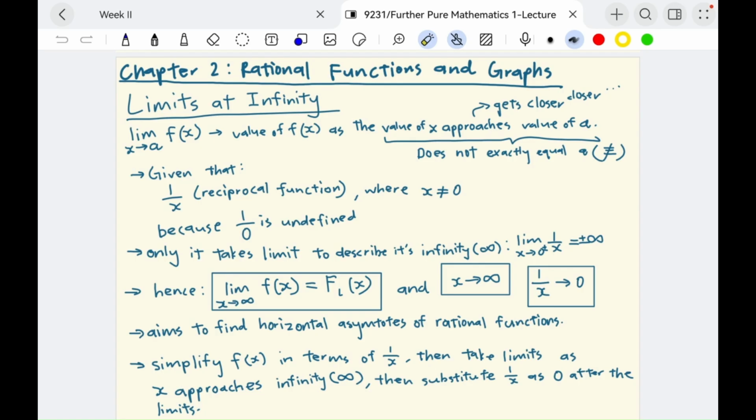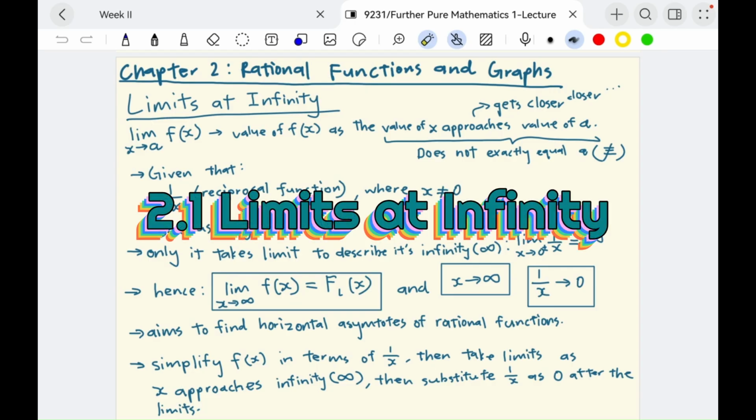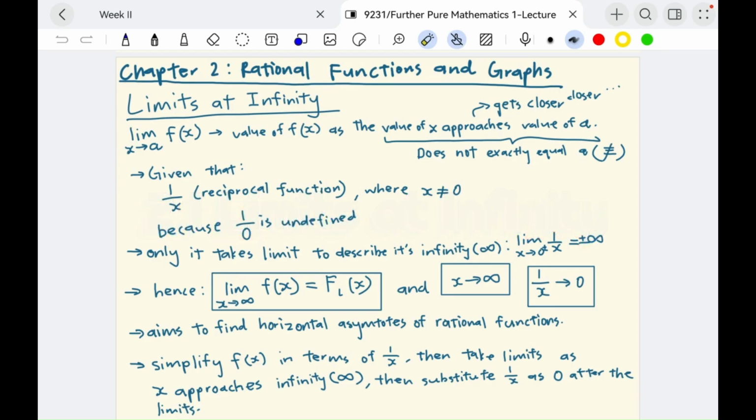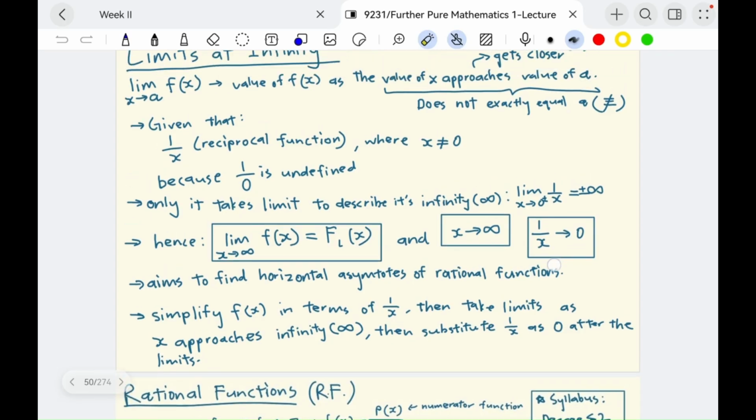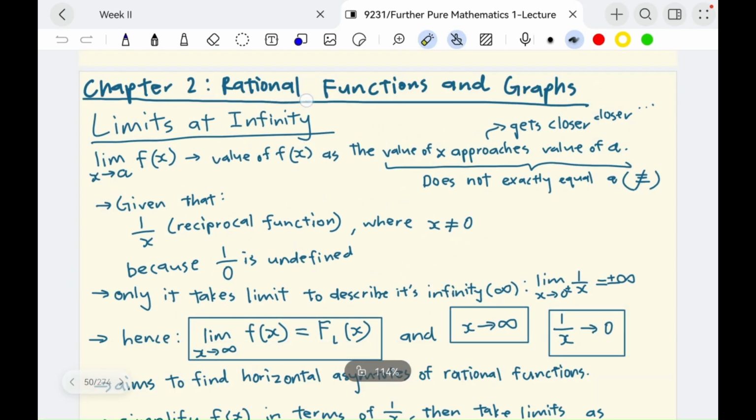Okay, here is the first subtopic, which is the limits at infinity. This concept needs to be used because it is to determine the asymptotes. But what is the type of the asymptote? Let's look later.